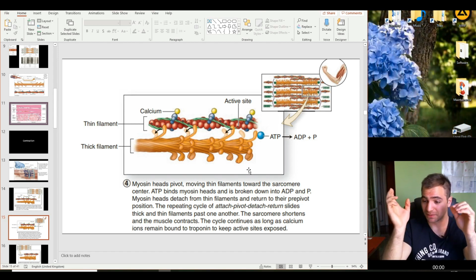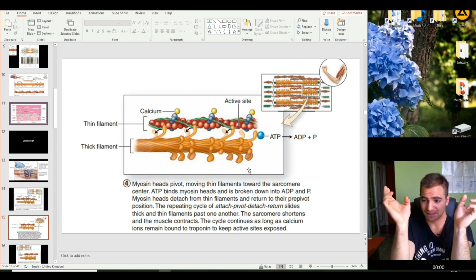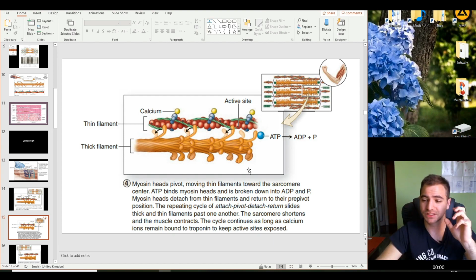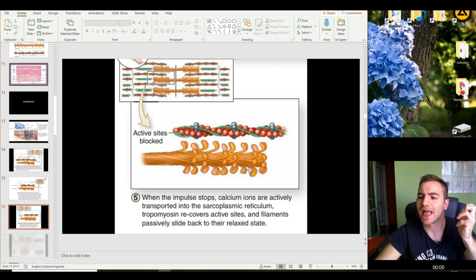After this binding and this contraction movement takes place, this inward movement is what will lead to contraction. How?